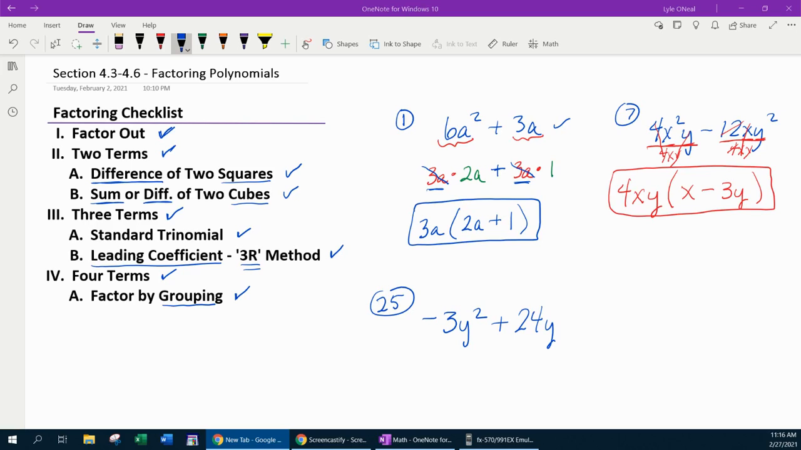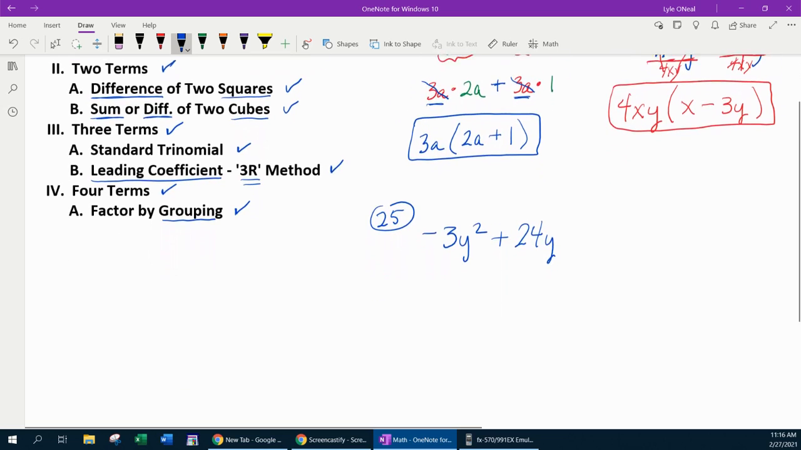Here we have a binomial where it's already written in descending order. The exponents go down in order. And so that makes the negative 3y squared the lead term. And when you factor, if at all possible, you want that lead term to be positive. So we're going to look for a common factor, knowing that we're going to have to factor out a negative, whatever it is, in order to get that lead term to be positive.